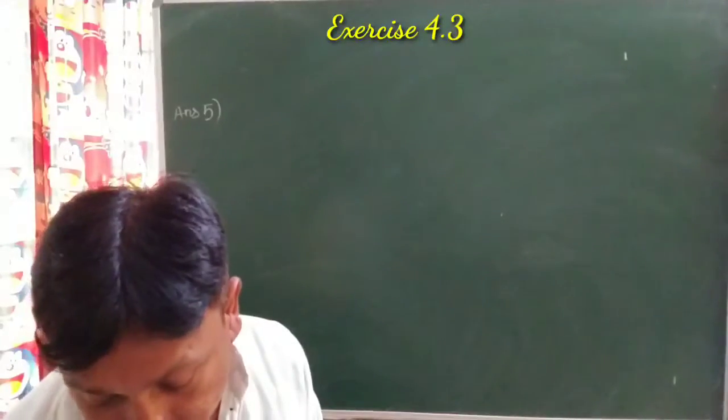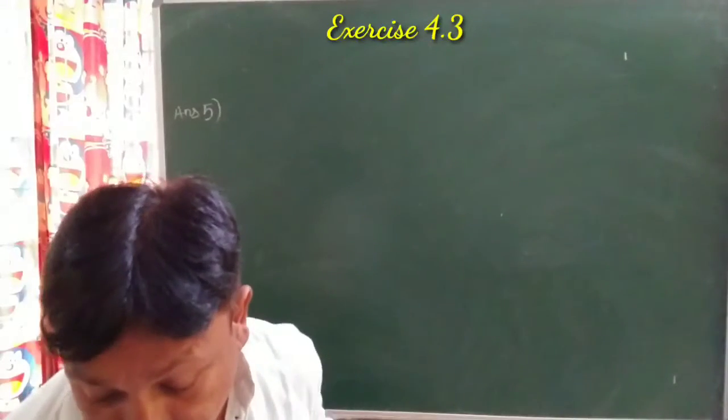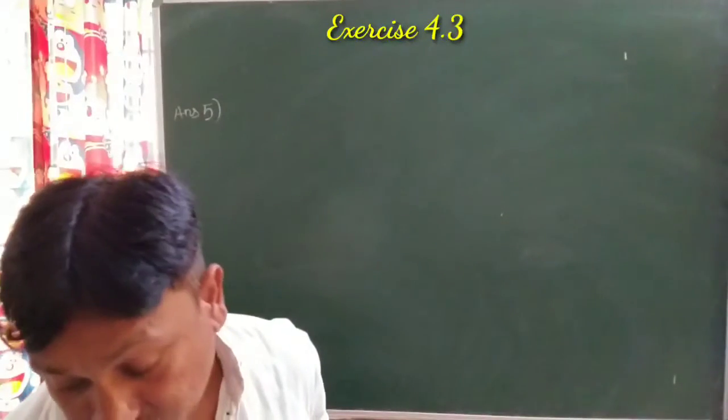Okay student, now see question number 5. Question number 5 is saying, in a class test the sum of Shefali's marks in mathematics and English is 30.